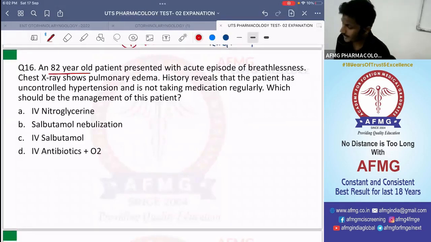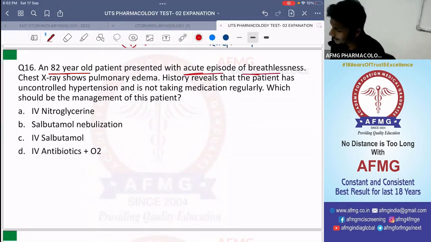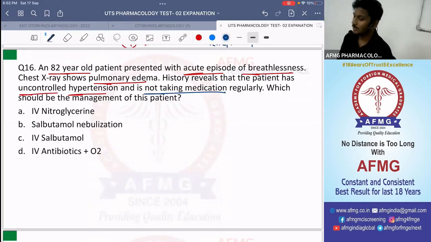An 82-year-old patient presented with acute episode of breathlessness. Chest X-ray shows pulmonary edema. History reveals that the patient has uncontrolled hypertension and is not taking medications regularly. So he is non-compliant, and that can lead to heart failure in this patient, and that can land up the patient in pulmonary edema. Which should be the management of this patient?